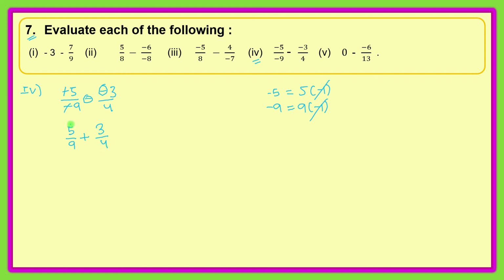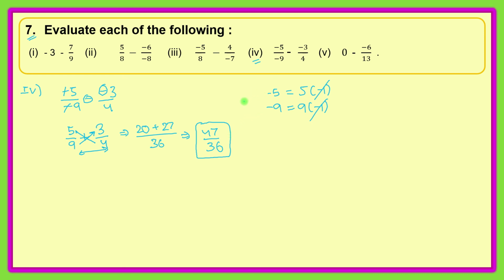So, simple now. We're going to just cross multiply. 5 into 4 is 20. 9 into 3 is 27. Divide by 9 into 4 is 36. So we will have 47 upon 36. It is my way of cross multiplication. If you don't know it, you can use the LCM method directly also, which I have explained in previous questions as well. So now the fourth question is solved. And now, other questions are pretty easy like this only. So I don't have to explain them.